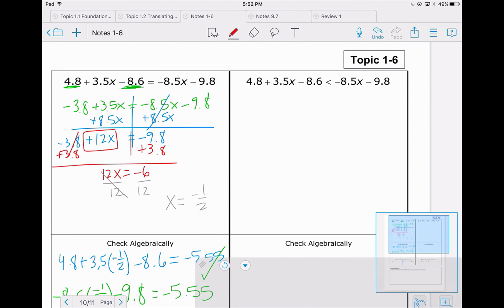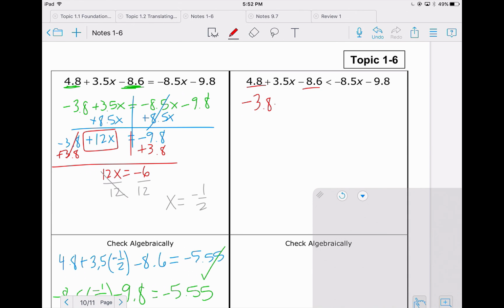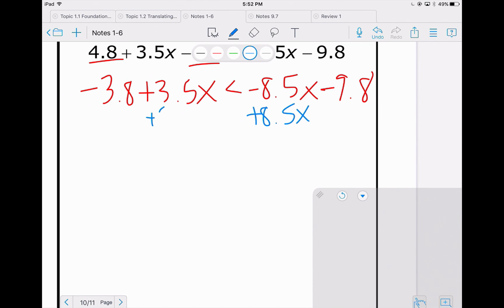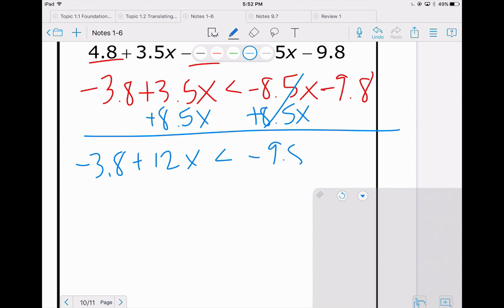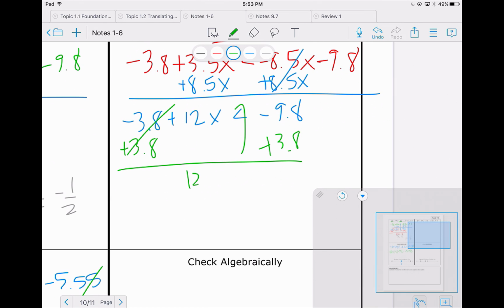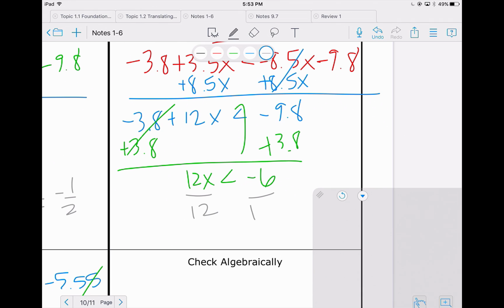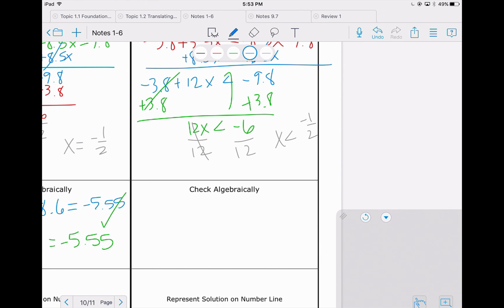For the inequality, I followed the same steps. So -3.8 plus 3.5x less than or equal to -8.5x minus 9.8. Add 8.5x. So -3.8 plus 12x is less than or equal to -9.8. Add 3.8 to both sides. 12x is -6. Divide by 12. And x is less than or equal to -1/2. So to check algebraically, I'm going to plug in, let's see, -1, because x is everything less than -1/2. So -1 is less than -1/2.